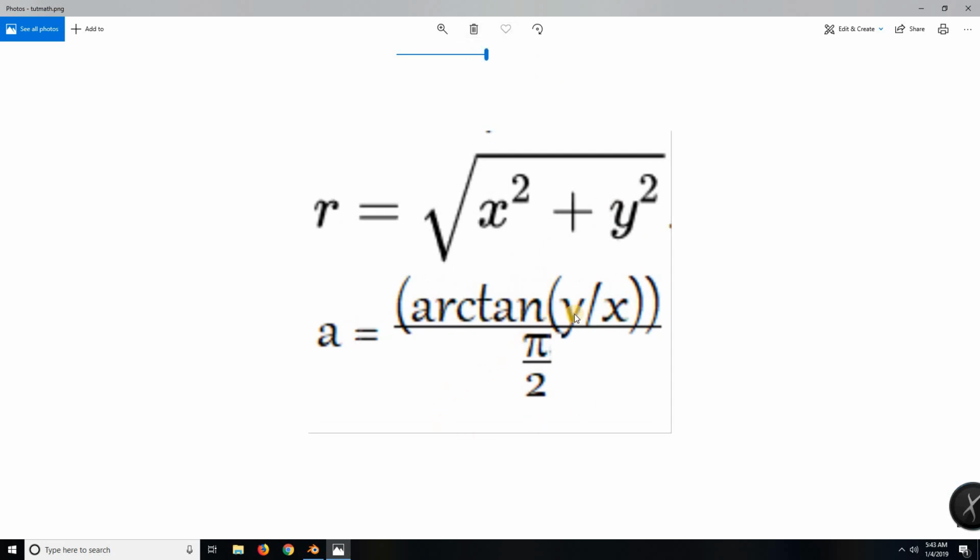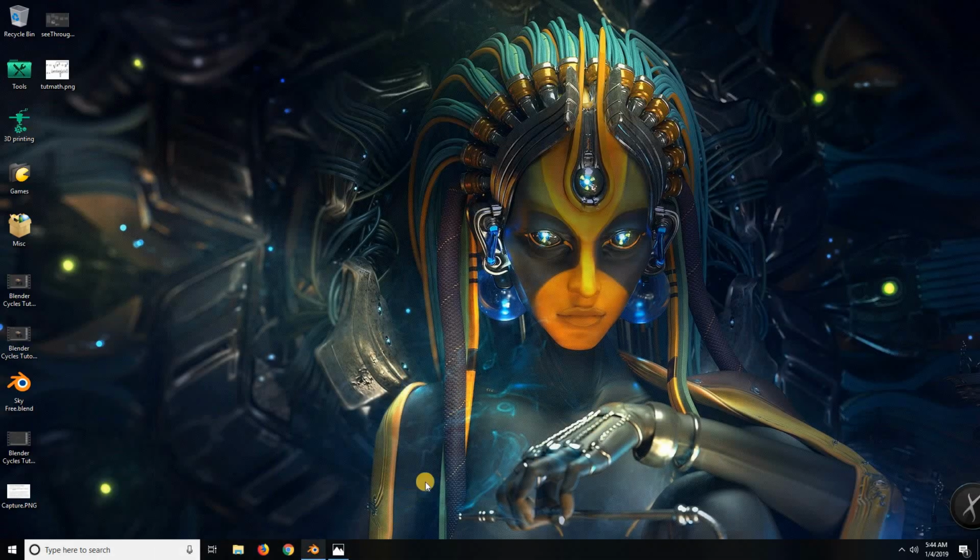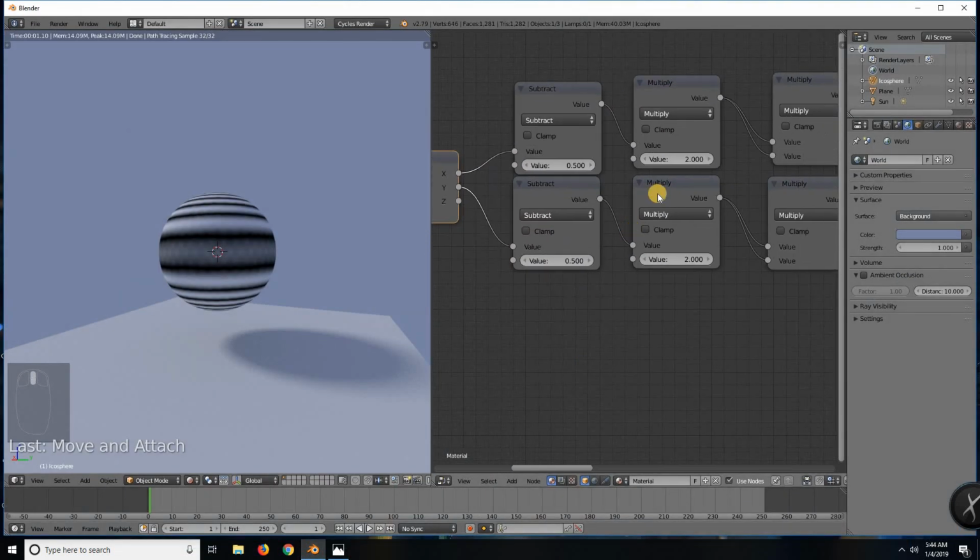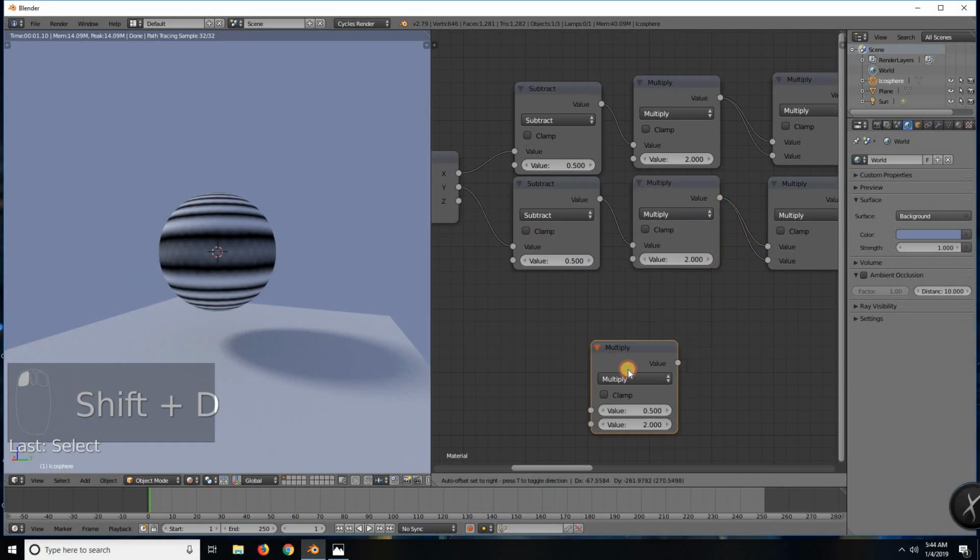All right, so what we need to do is we need to find y divided by x, and then we need to find the arctangent of y divided by x. Basically, y divided by x is going to give us a simple slope, and then we can use arctangent to determine its angle in radians. So let's go back to Blender, and let's start with the first part, the y divided by x.